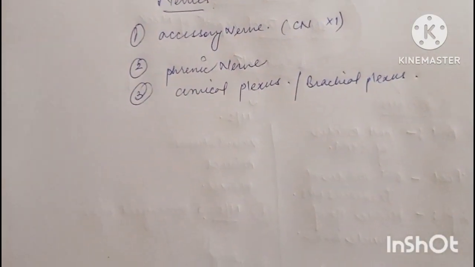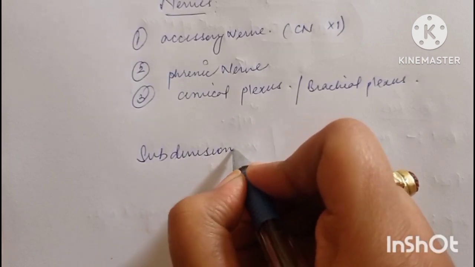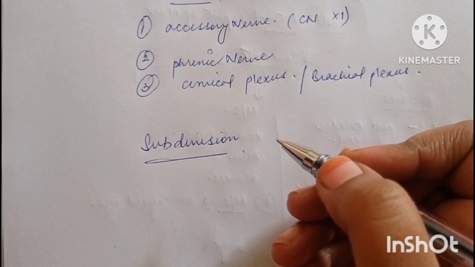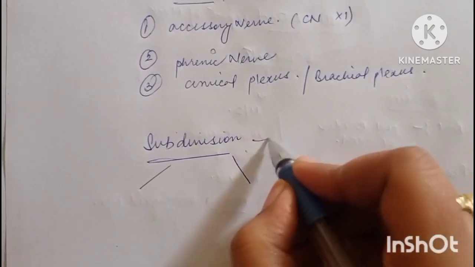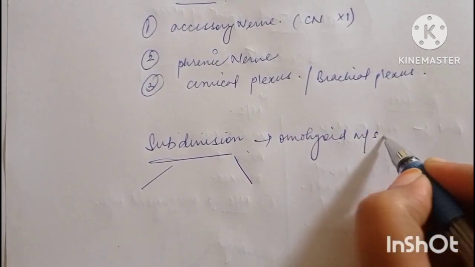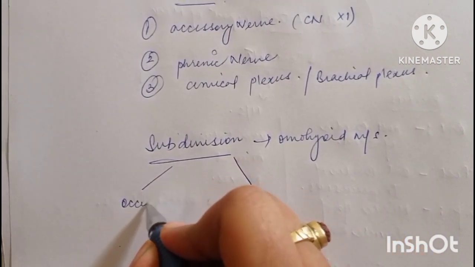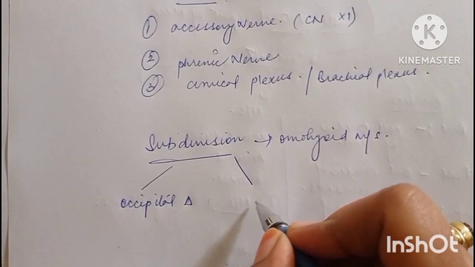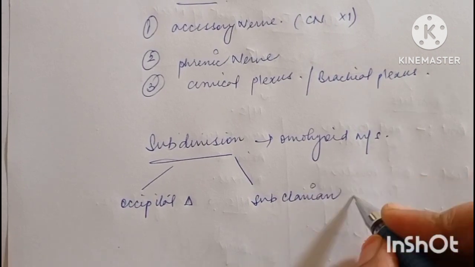Now let's come to the subdivisions. Subdivision means division of the posterior triangle of the neck. As you know, the omohyoid muscle is the main muscle that divides the triangle into two. So the first triangle is the occipital triangle. The second one is the subclavian triangle.